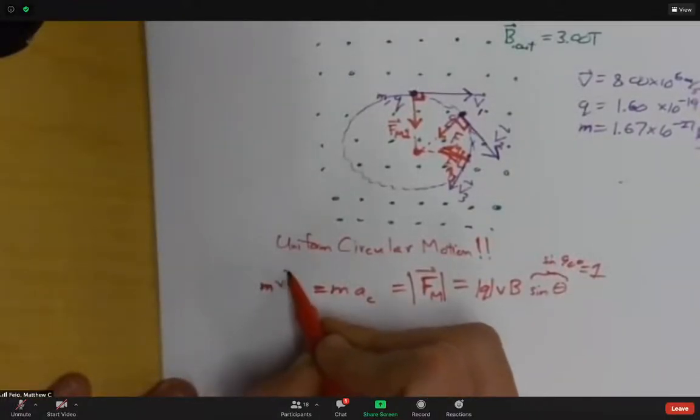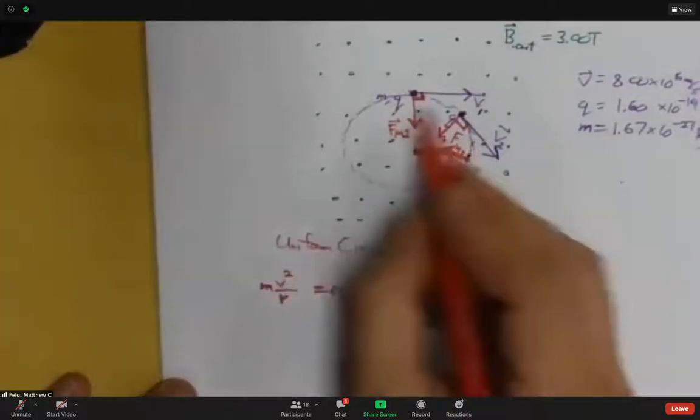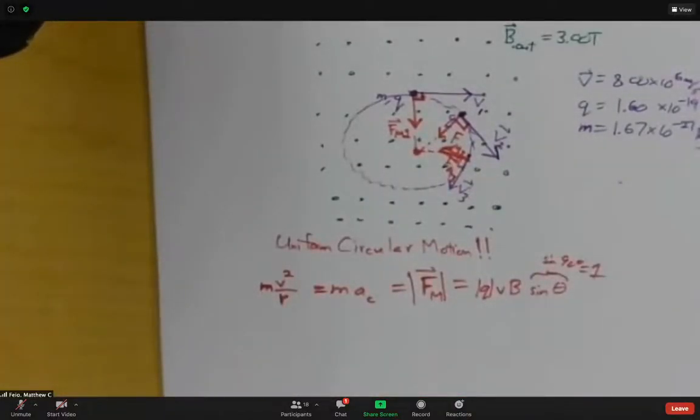mv squared over r. If you want to know something about the size of this circle, how large of a circle will it be bent into? Well, you're going to have to tell me how big of a bowling ball it is, the mass. The more mass it has, the harder it is to bend, and the bigger the circle probably. You're going to have to tell me how much charge it has. How will the amount of charge affect the size of the circle? The magnetic field can get a lot better grip on things that have a lot of charge and yank them really hard. The stronger the magnetic field, the bigger the grip.